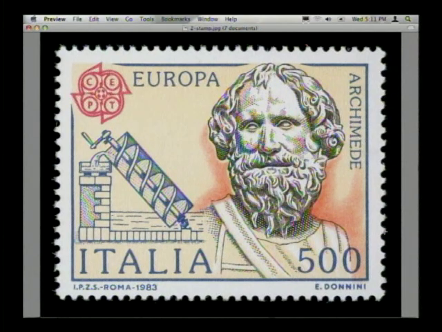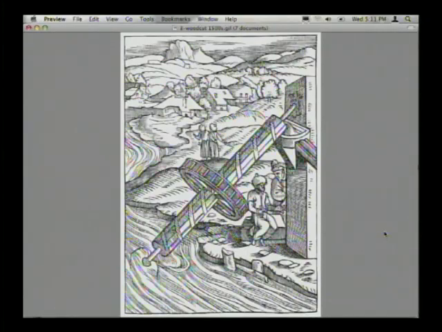But check this out. In Italy, they actually made a stamp of him. And hey, look what's in the background. There it is, the Archimedes screw, pumping some water right behind him. Now, I mentioned it's over 2,000 years old. This is a woodcut from the 1500s, so I know it doesn't back up my 2,000-year claim. But think about that. That's 500 years ago.